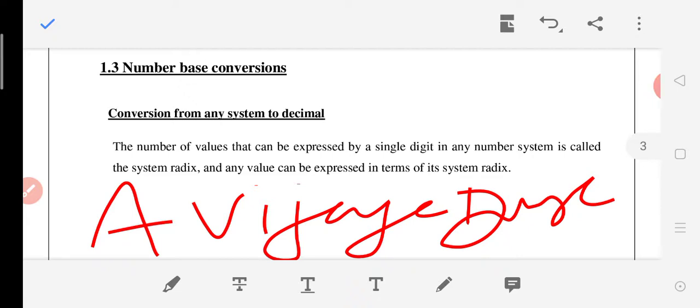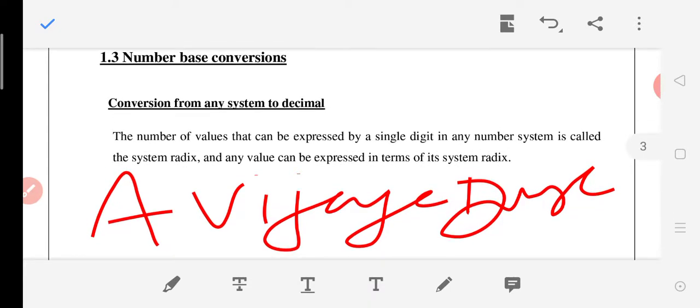In the previous class we discussed the number systems. The number systems are the decimal number system, binary number system, octal number system, and hexadecimal number system. So next, our topic is number base conversions. What is the base of the decimal number system? It is 10. The octal number system is 8, the binary number system is 2, and the hexadecimal number system is 16.